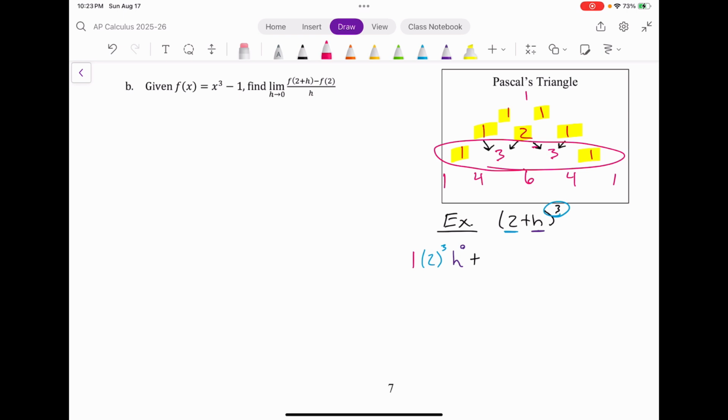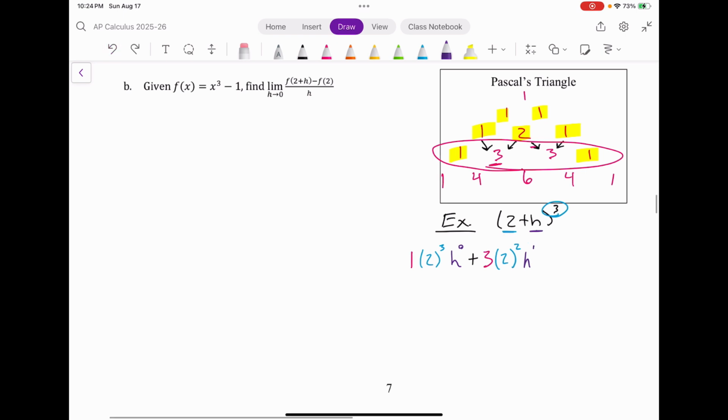So the next term would be 3, as the next number in the row of Pascal's triangle that we're focused on, times 2, the first term of the binomial, to the second power. So it goes in descending order. It'll be 3, 2, 1, 0 as we get these terms of the expansion. And then it'd be h to the first. So this is going to increase from 0, 1, 2, 3. Okay, so let's continue.